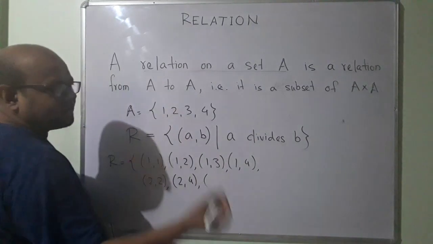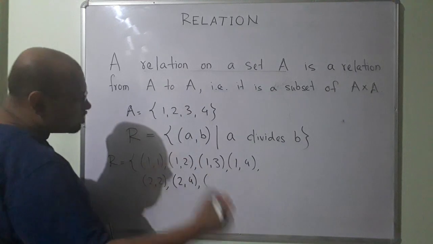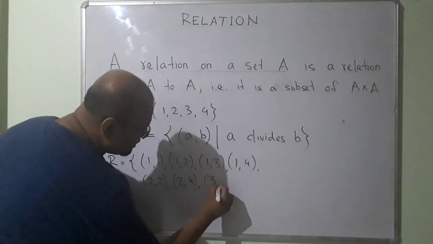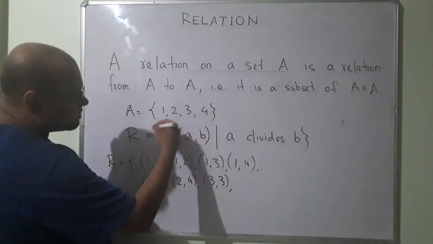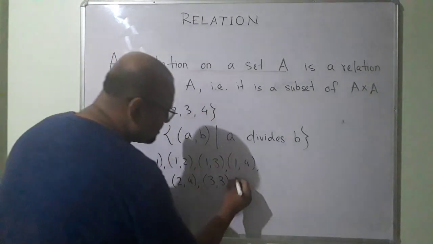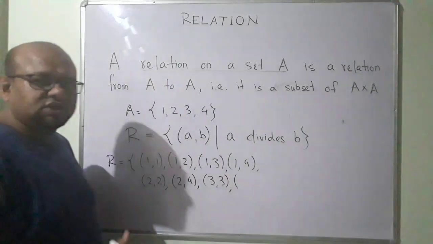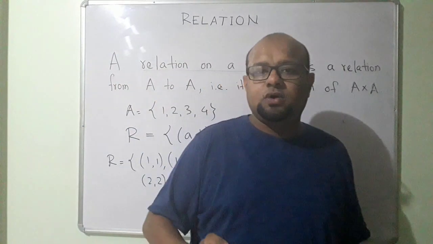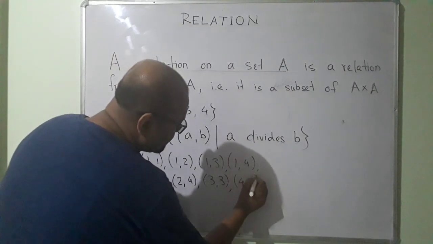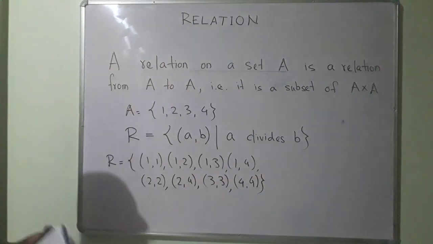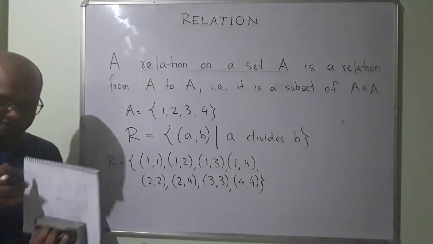What about 3, 1? 3 does not divide 1. 3 does not divide 2. 3 divides itself. It will be in the relation. 3 does not divide 4. 3, 4 will not be there. What about 4, 1, 4, 2, 4, 3? They will not be there, because 4 does not divide 1, 2 or 3. Okay, 4 divides 4. So 4, 4 will be there. So this is an example of a relation.